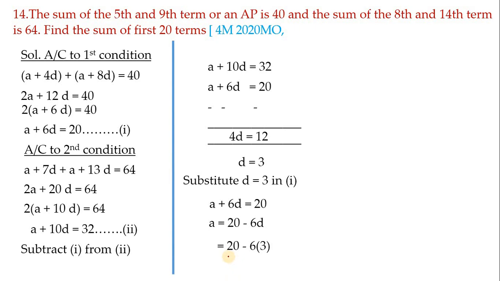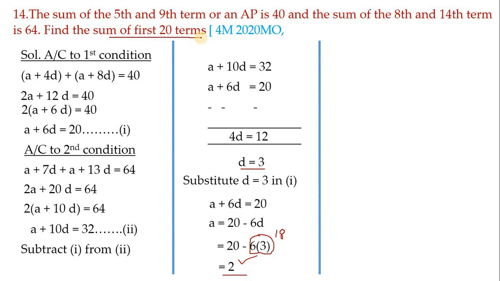So now what will I get here? 20 is there. 6 threes is how much? That is 18. So 20 minus 18 is how much? That is 2. Therefore, the a value is 2. The a value is 2, the d value is 3. What we wanted to find: the sum of the first 20 terms.